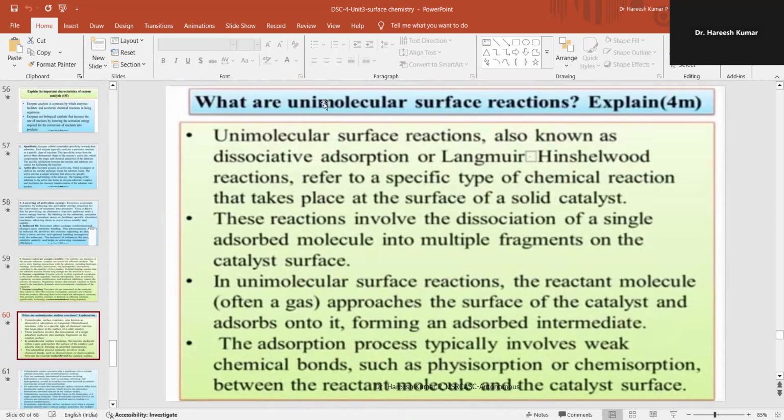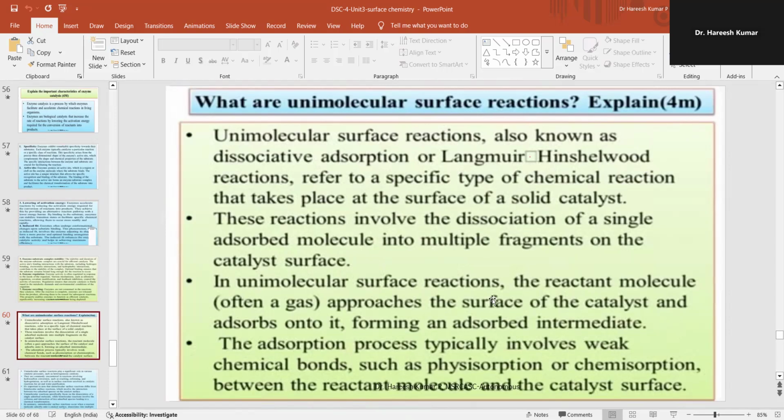Let us take up: what are unimolecular surface reactions? Explain. Unimolecular surface reactions, also known as dissociative adsorption or Langmuir-Hinshelwood reactions, refer to a specific type of chemical reaction that takes place on a solid surface. These reactions involve the dissociation of a single adsorbed molecule into multiple fragments on the catalyst surface.